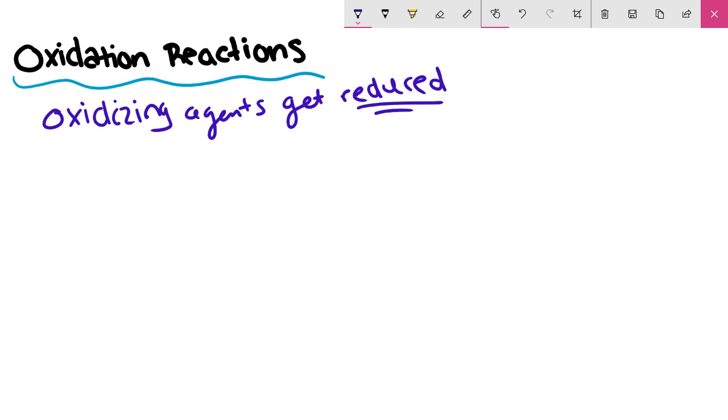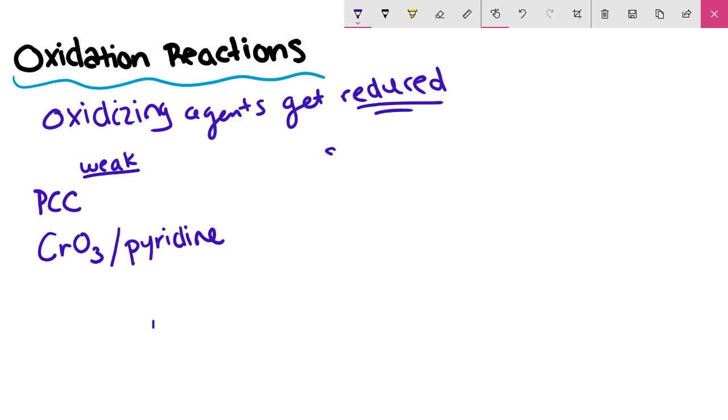So to do that, we want to first categorize our different reagents. So we have PCC. PCC stands for pyridinium chlorochromate, and that is one of our weaker oxidizing agents. And we have CrO3, and combined with pyridine, that also falls under one of our weaker oxidizing agents. So this will become really apparent what's weak and what's strong when we're trying to oxidize primary alcohols. So for now, I'm just going to call these weak. Then we're going to go through the strong ones.